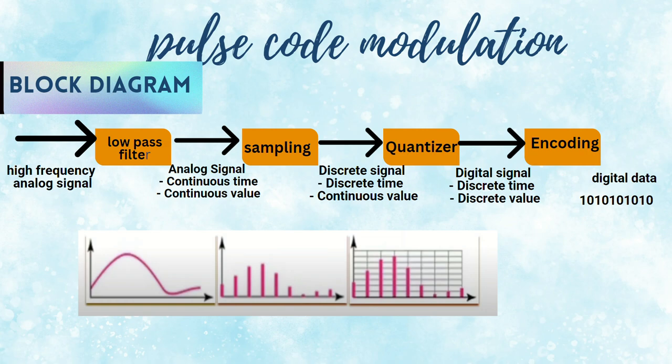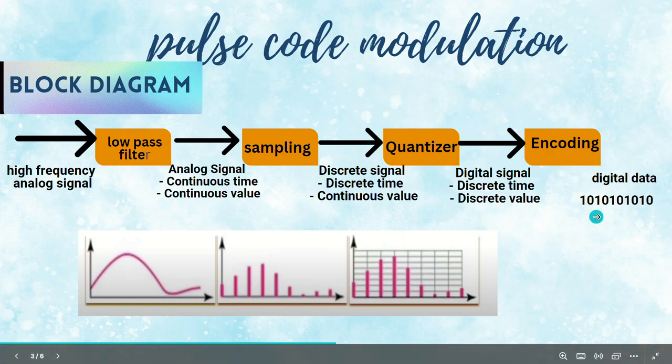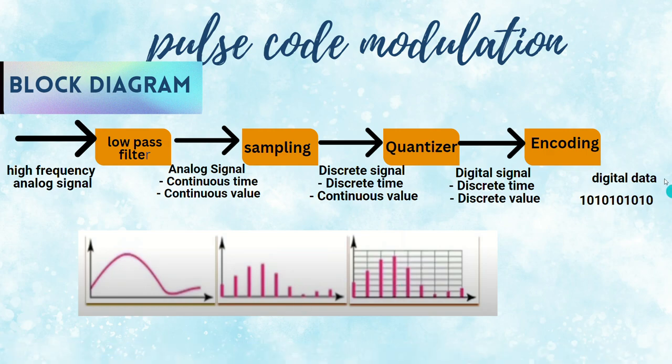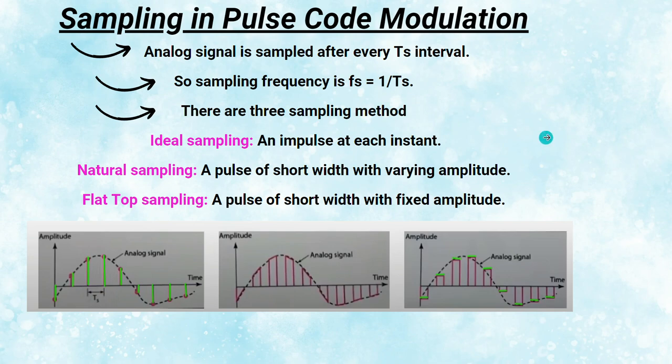Now this sampled input has continuous value but discrete time, so we will give it to the quantizer, and it will quantize the sampled data into a quantized output that contains discrete time and discrete value. Here we can see. Then by encoding, we will convert from the digital signal to digital data, that is 1010, like this. So here, move forward.